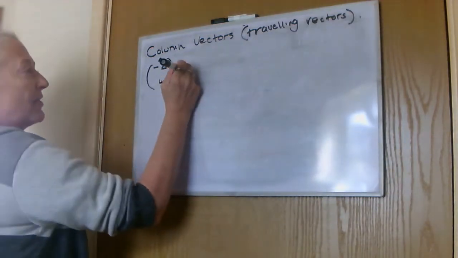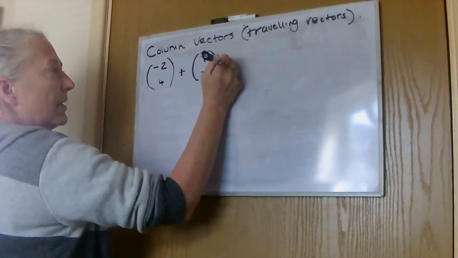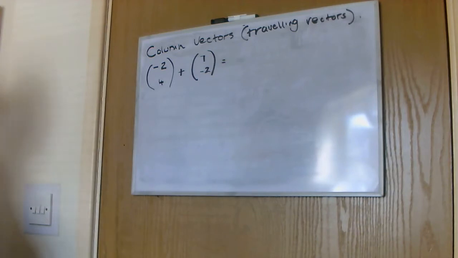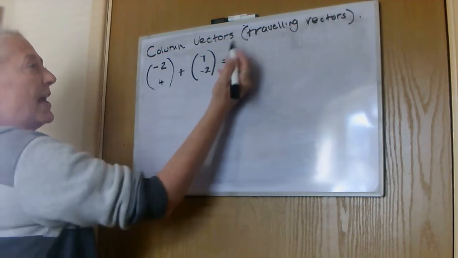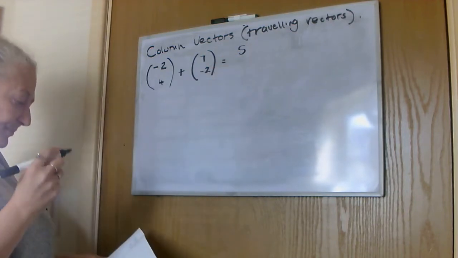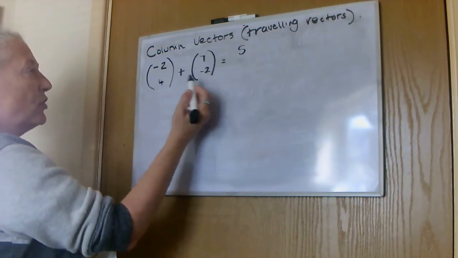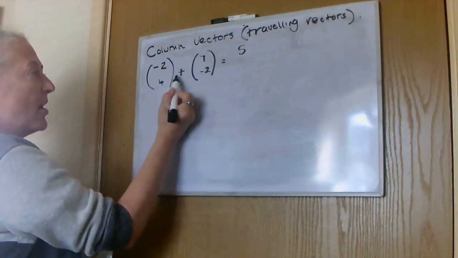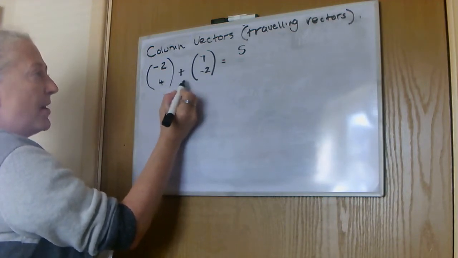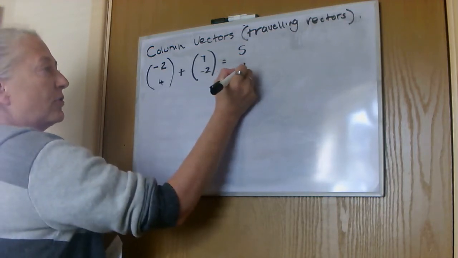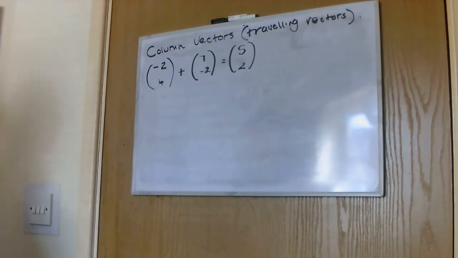So we could also have another column vector of 7 and -2. Now on previous videos we have looked at negative numbers. So -2 plus 7 gives us 5. And 4 plus -2. Don't forget the plus and the minus makes a minus. So 4 plus minus is minus. 4 minus 2 equals 2. So that's our answer. Very simple.